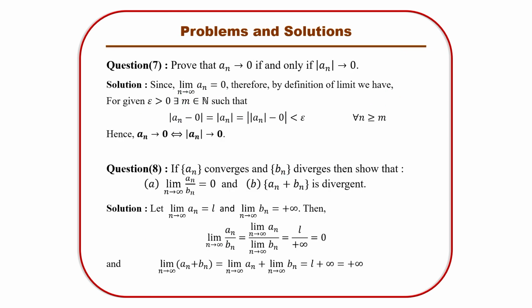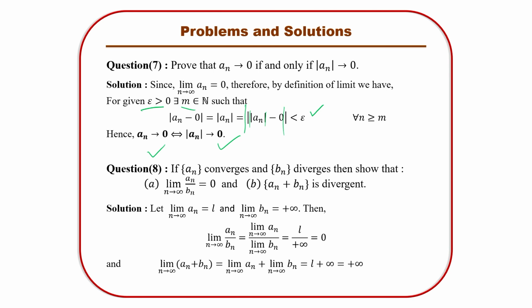Now prove that aₙ tends to 0 if and only if modulus of aₙ tends to 0. This is also a good question. And how to prove that? Use the definition of the limit of a sequence. For every epsilon greater than 0, there exists a natural number m such that |aₙ − 0|, that is modulus of aₙ, is less than epsilon. In the previous questions we have already shown that I can write this as modulus of (modulus of aₙ minus 0). So aₙ tends to 0 leads to modulus of aₙ tends to 0.